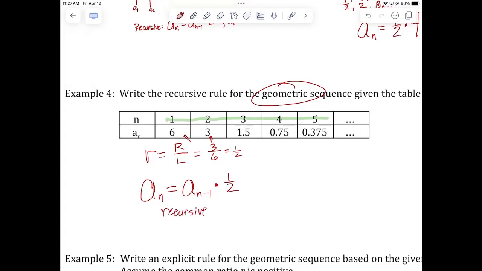Hey, you want to go above and beyond? You want to write the explicit rule too? Yeah. Why not? A sub n is going to be the starting number, 6, times the common base. I'm going to put 1/2 in parentheses because it's a fraction, to the n minus 1 power. That's the explicit.